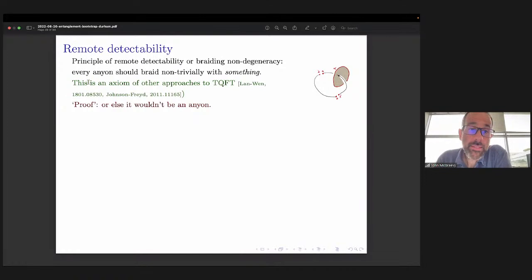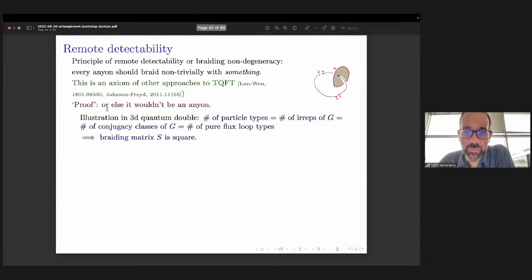And this is an axiom of other approaches to topological field theory, both the categorical approach and an approach that Xiao-Gang Wen has been working on. And the idea is, well, if this weren't the case, it wouldn't be an anyon. That's why this should be true.